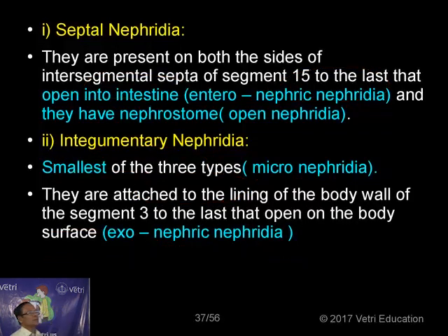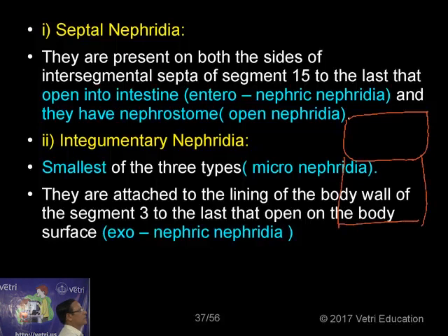Now, septal nephridia are present on both sides of the intersegmental septa. Suppose this is one segment, and this is another segment. Here you see they are present on both sides of the intersegmental septa, in the septal region, from the 15th segment to the last segment. Normally they collect the waste products, never open outside, but open into the intestine.